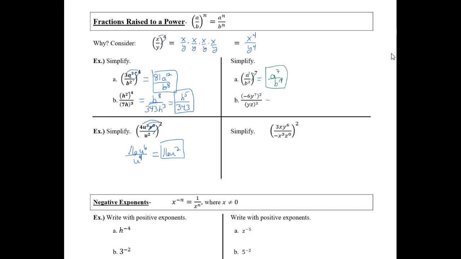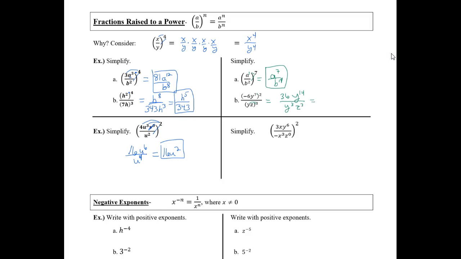Down in the next example, part B, I have negative 6y to the 7th all being squared. So I have to make sure I square everything, including my coefficient and that negative. So negative 6 times negative 6 would be positive 36. And then 7 times 2 would be 14. So y to the 14th over, I have to cube everything in there. Y cubed would be just y cubed, and z cubed is z cubed.